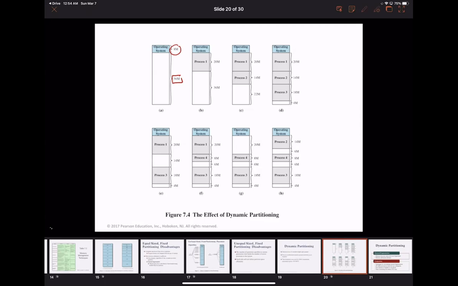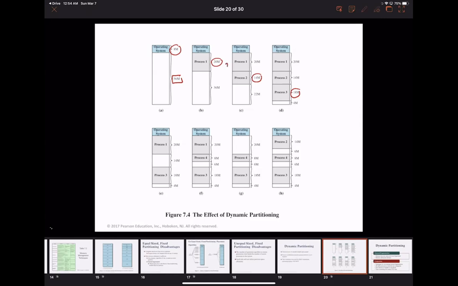Process 1 would need 20 megabytes, then process 2 would need 14 megabytes, and then process 3 would need 18 megabytes. If they are allocated exactly the space they are requesting, you can see that there is no internal fragmentation within process 1. It requested 20 megabytes and it was allocated 20 megabytes.